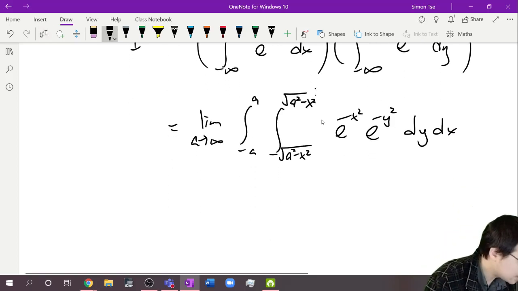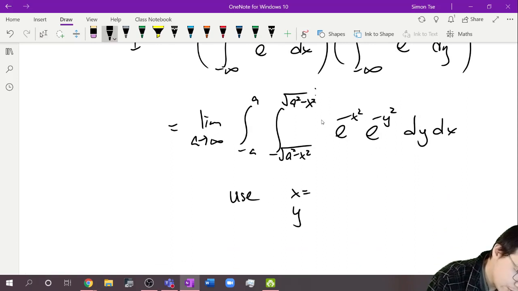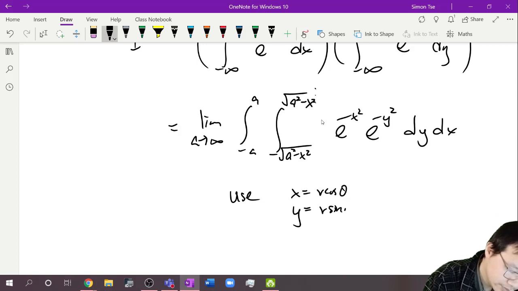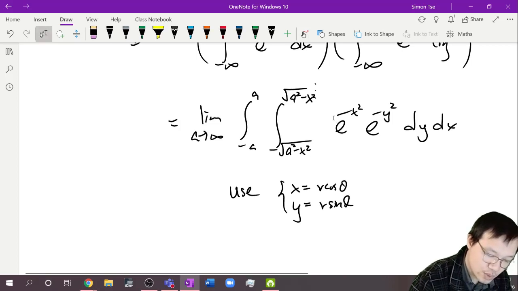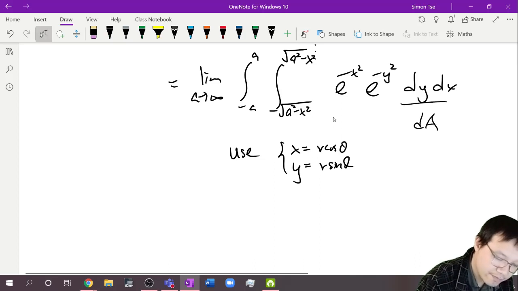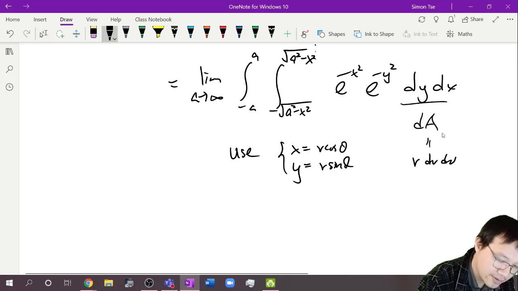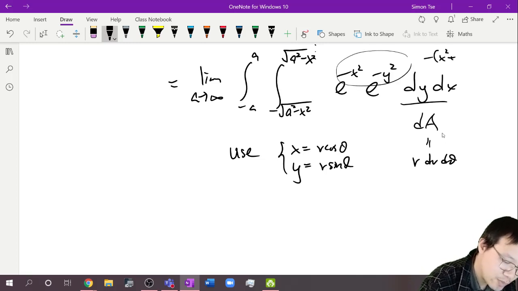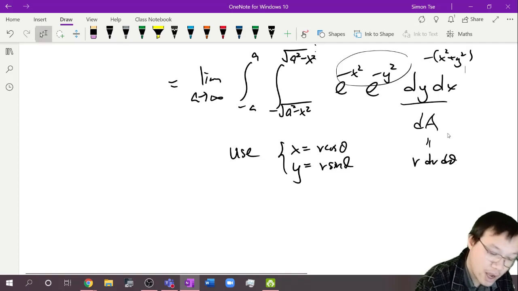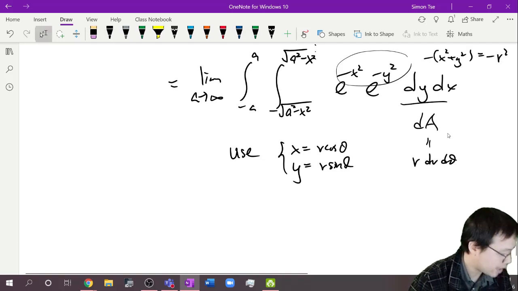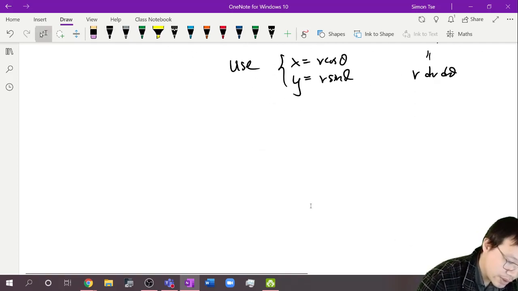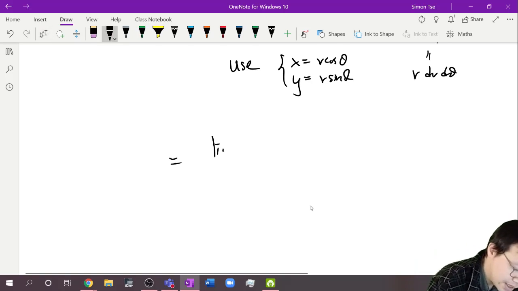And if you use the substitution, which is a two-dimensional substitution, change your variable, then you will have a Jacobian. This part is dA, and dA will be replaced by r dr d theta. And this part, minus the sum of x squared plus y squared, will be replaced by minus r squared. So the long story short is you will become an integral like this.